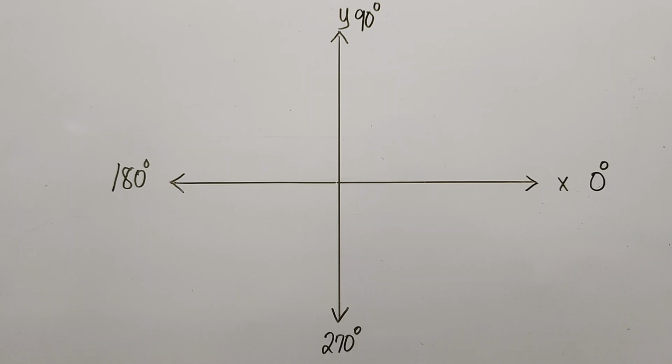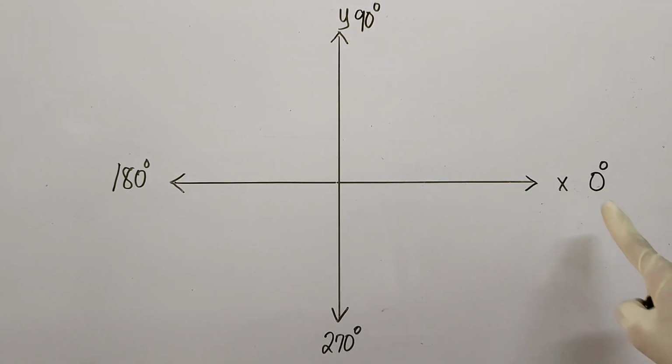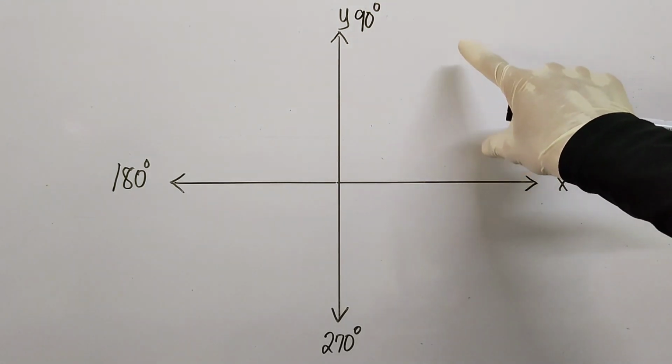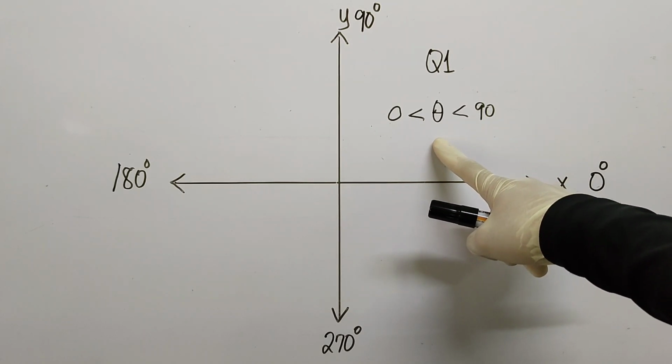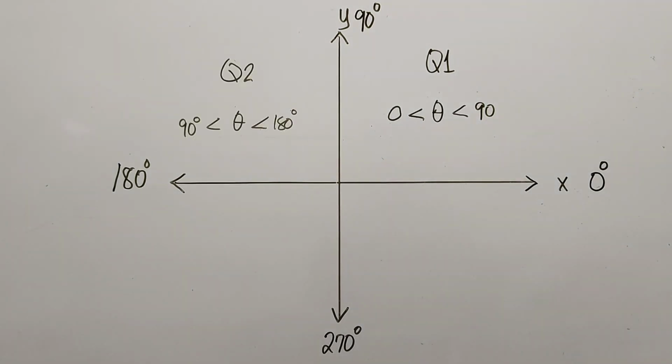So what are the measurements of the angles found in quadrant 1? Since this is 0 degrees and this is 90 degrees, all the angles greater than 0 but less than 90 are located in quadrant 1. The theta representing our angle is greater than 0 but less than 90. For our second quadrant, the measurement of our angle is always greater than 90 but less than 180 degrees.